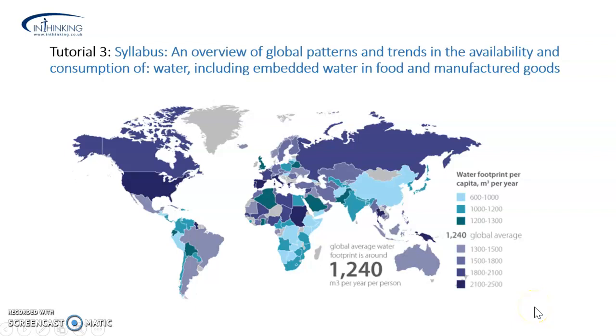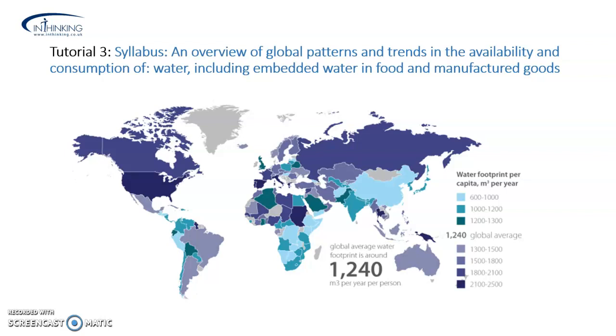So in tutorial 3, we're going to look at an overview of global patterns and trends in the availability and consumption of water, including embedded water in food and manufactured goods. A really important concept here. So the first thing we want to look at then is this global pattern of water consumption, and it's shown here in the water footprint per capita, so per person, in meters cubed per year.